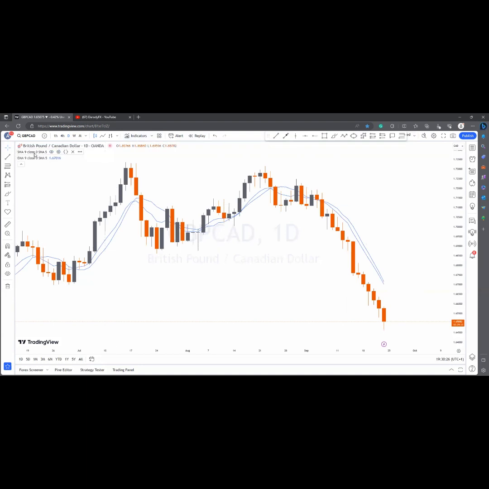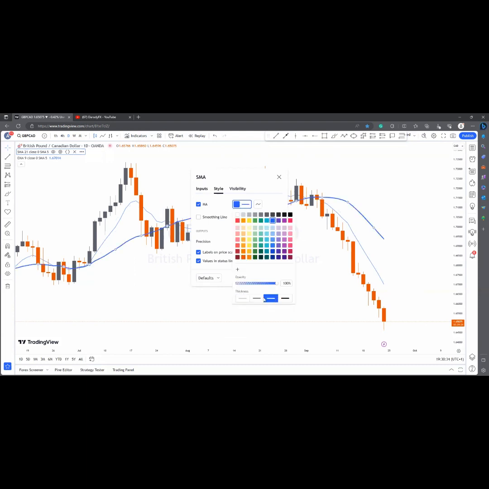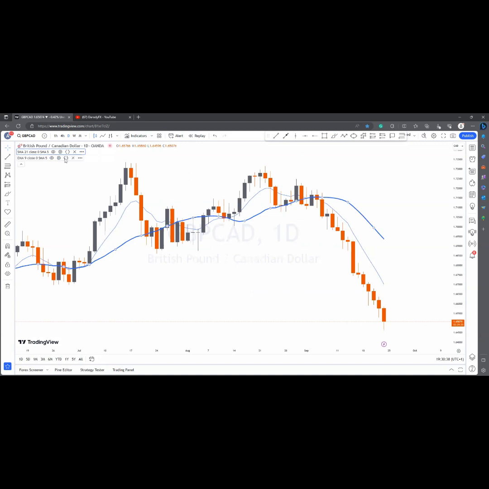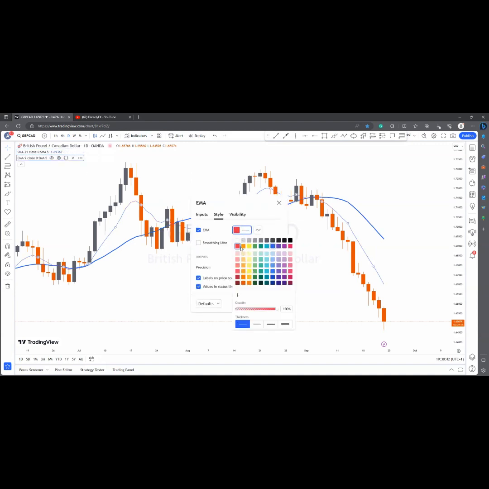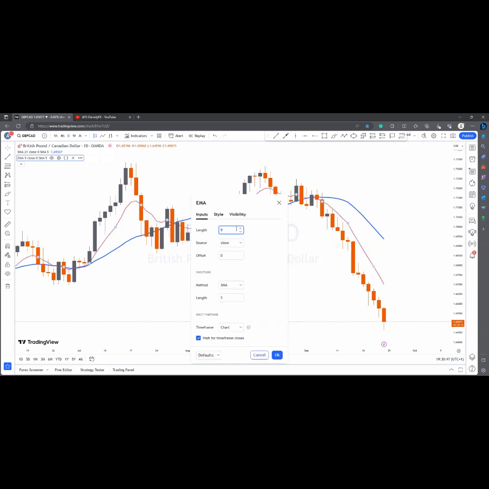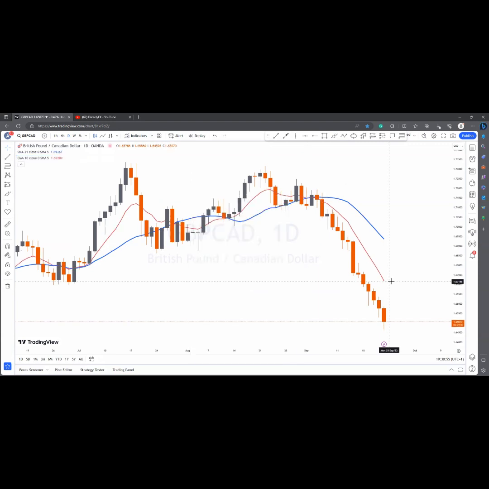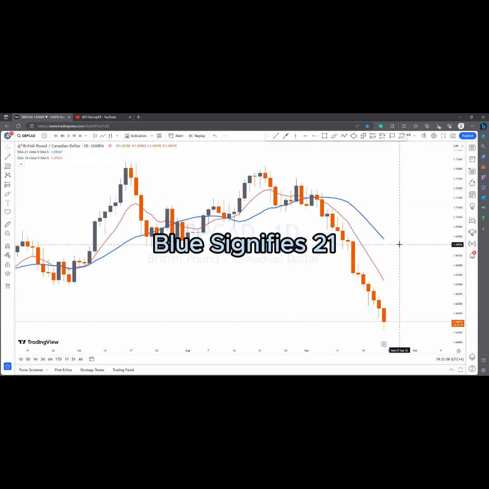Now come to the simple. The simple is going to be 21. For the style, we can make it bold, the third layer of the bold. Blue color, any color you want to choose. Then we'll come to the second one and change it to, let's say, red or whatever color you want. Make it the second layer of the bold, then make it 10. Okay, so good. What does this mean? The red signifies the 10 and the blue signifies the 21.